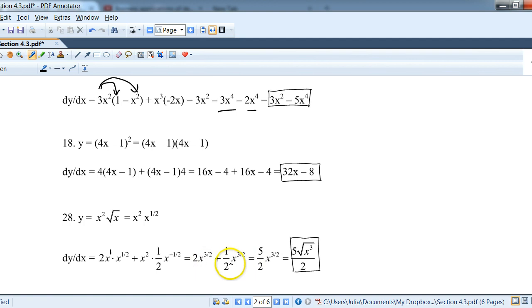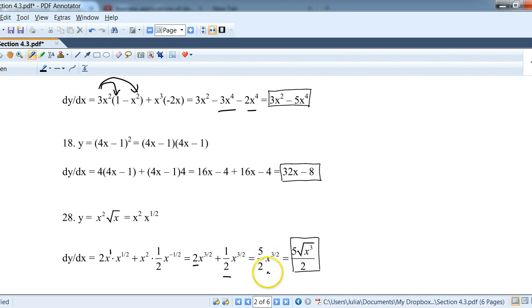Now notice they're both the same power, so we can actually combine them. How do we do that? We combine the 2 and the half. 2 and a half basically is 4 over 2 plus 1 over 2. That would give us 5 over 2, x to the 3 halves.